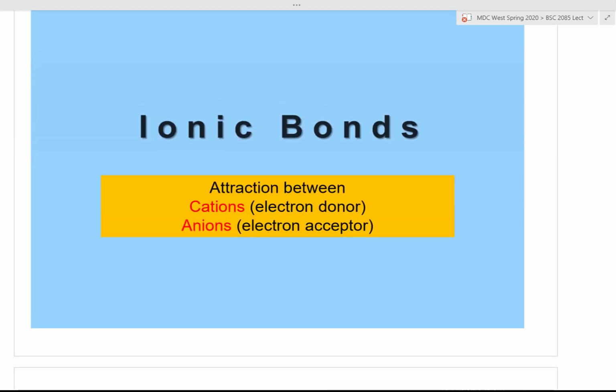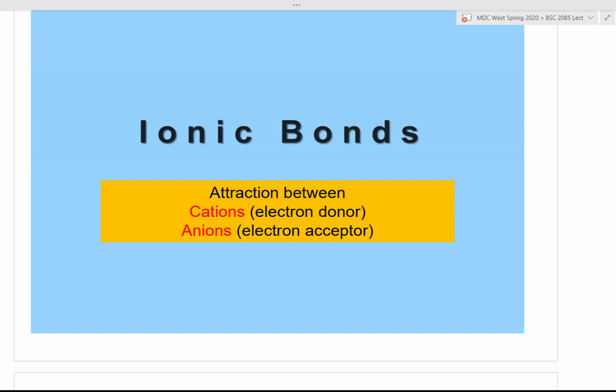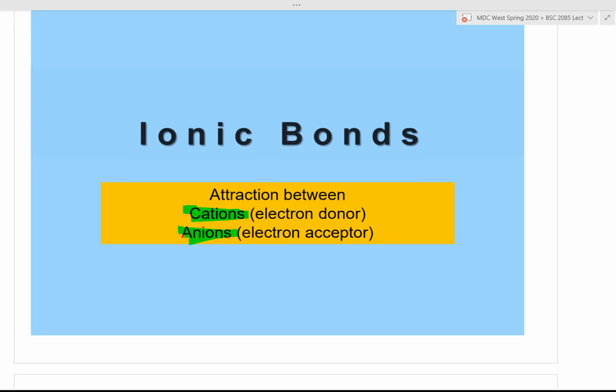So what is ionic bonding? Ionic bonding, of course, is an attraction between what? A cation and an anion. What is the cation? The cation is the one that donates the electron. So cations donate the electrons.